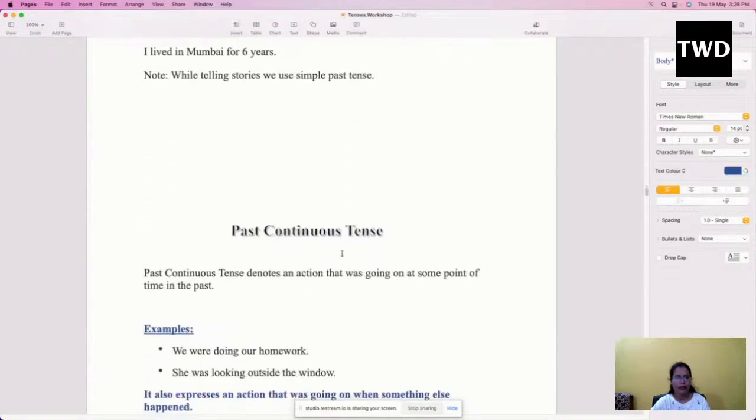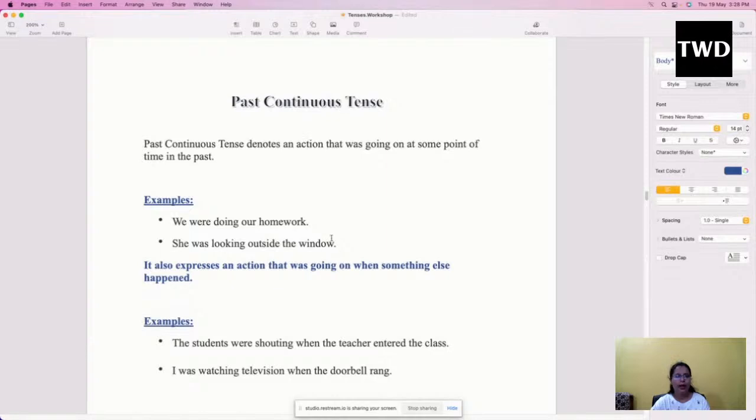But you have to practice a lot. Going towards past continuous tense, as I told you, the moment we say continuous, our main verb will be coming with ing. Past continuous tense denotes an action that was going on at some point of time in the past. Means in the past that action was going on.